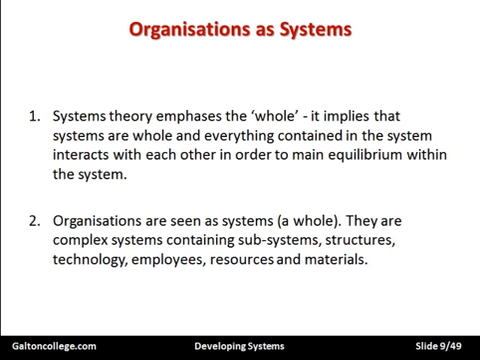Organizations are seen as systems as a whole. They are complex systems containing subsystems, structures, technology, employees, resources, and materials. So companies are quite complex as systems. They have subsystems, as I said, various departments may be seen as a subsystem. There's a structure to the company, a way in which it operates, a technology it uses.